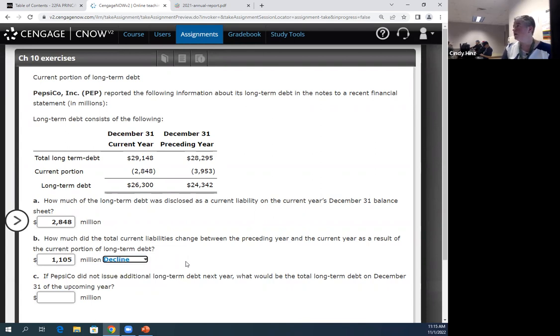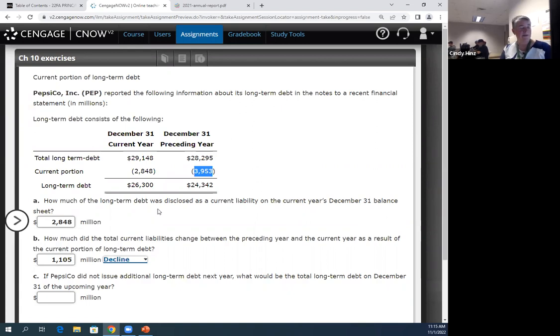You'll notice our total long-term liabilities went up. We had paid off, assuming we met all of our obligations, last year we had paid off 3953, but our long-term debt actually went up during that period. And so we must have issued more debt.